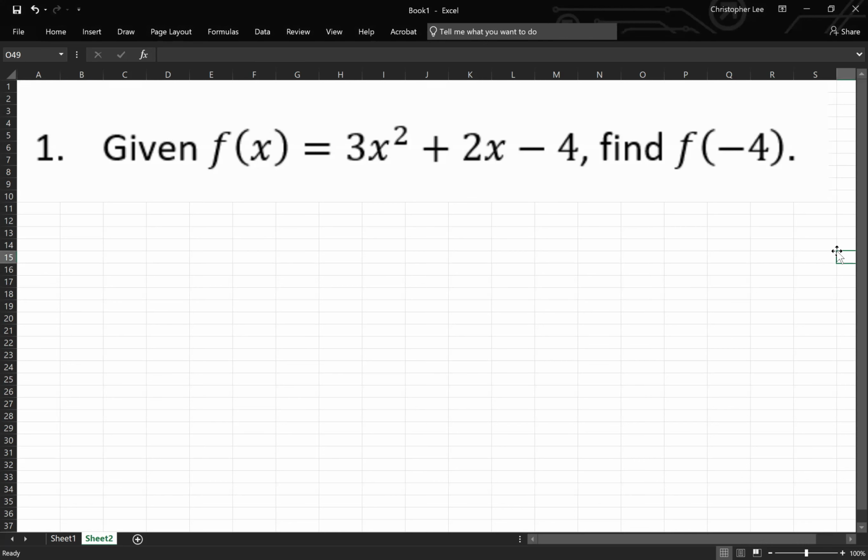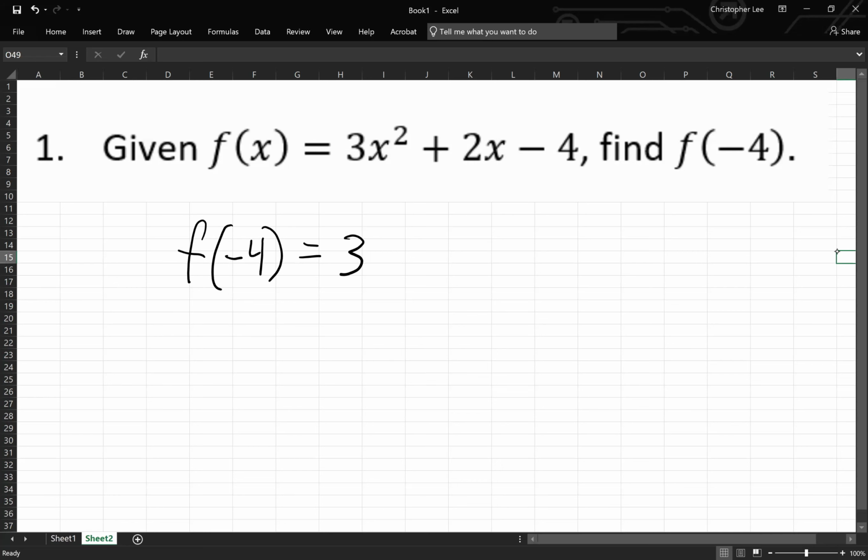So question one, we're given a function, f of x is equal to 3x squared plus 2x minus 4, and we want to find f of negative 4. So what am I going to do? I'm going to plug in these values over here. So I have f of x is equal to 3x squared plus 2x minus 4. Everywhere you have an x, you're going to plug in that negative 4.